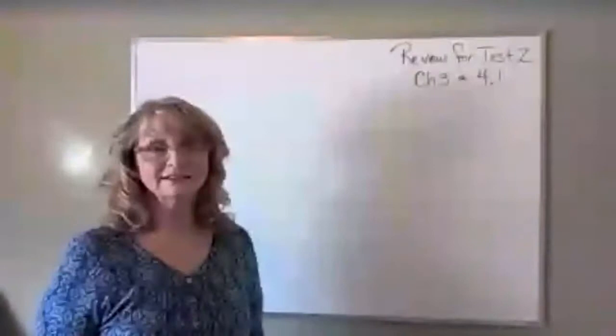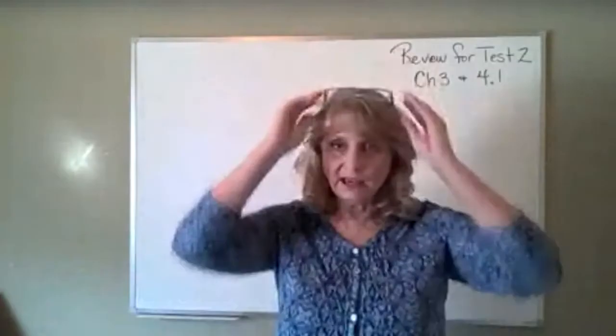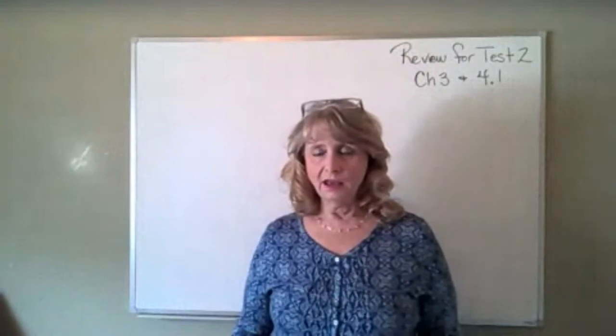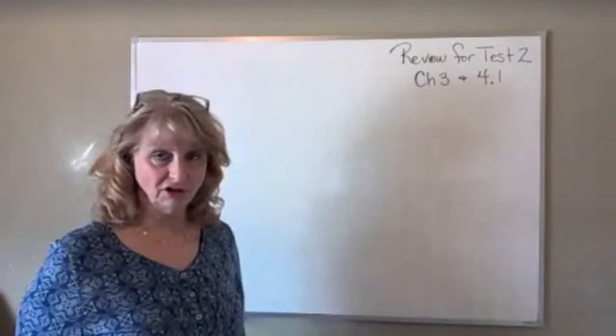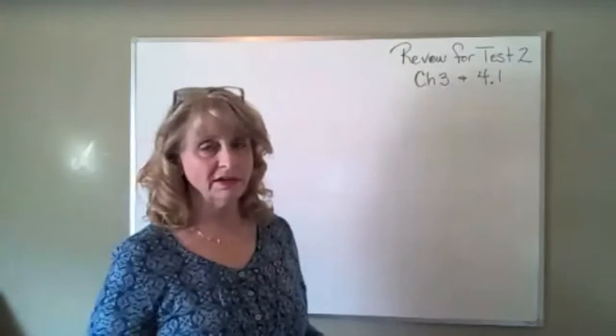So 4.1, if you remember, was about probability distributions and in particular discrete probability distributions. So it was looking for the probability of something occurring from a discrete random variable, things that you count. Remember, discrete variables are things that you can count, like how many dogs do you have or how many brothers and sisters do you have. Whereas continuous variables are things that are measured and can have in-between values. And we're going to be going on to continuous variables after test two.